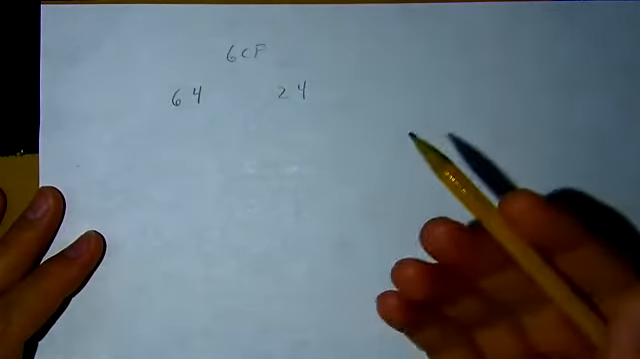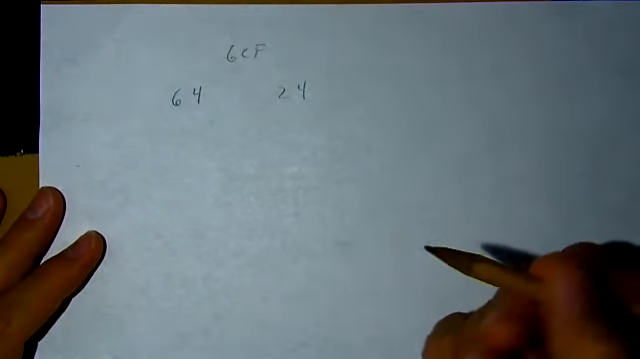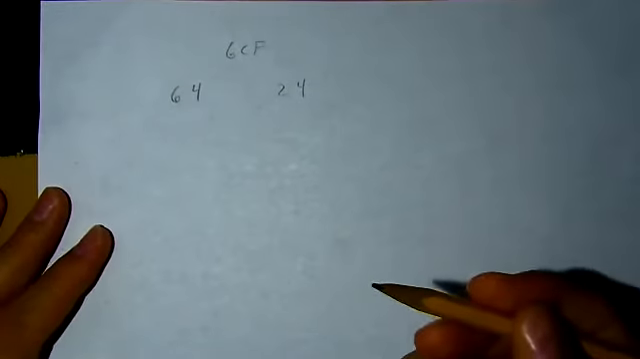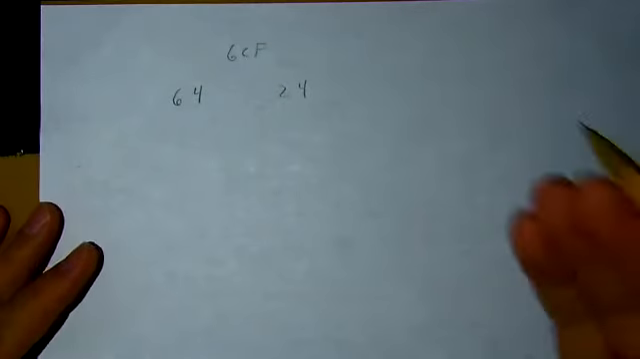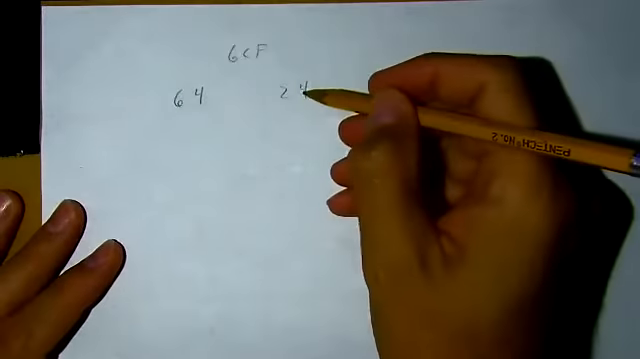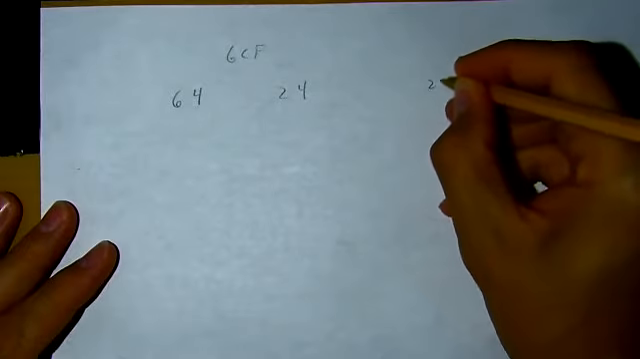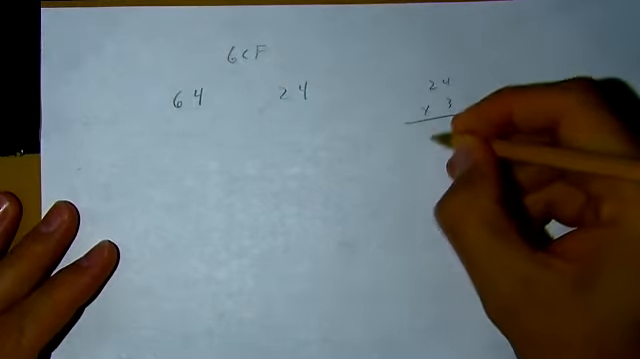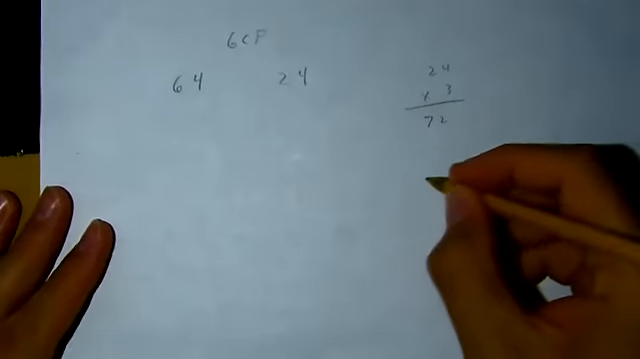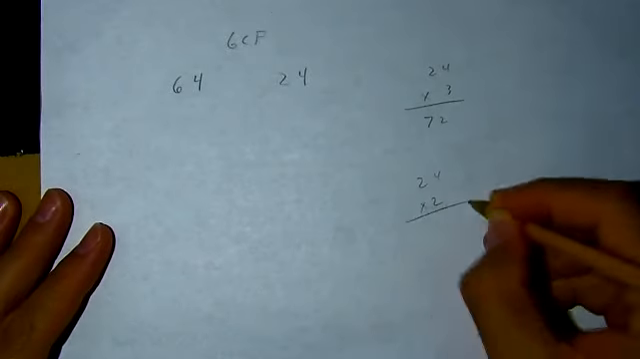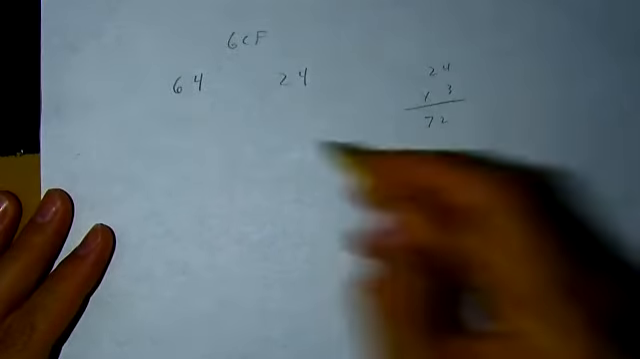So we know 1 will go into both of them. We know 2 will go into both of them. And then you can start trying larger numbers, or you can start from the top down. You say, well, does 24 go into 64? Well, if you multiply it out, 24 times 3 is 72. 24 times 2 is 48. So neither of those numbers is close to 64.